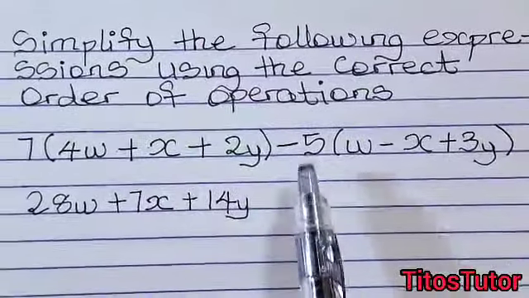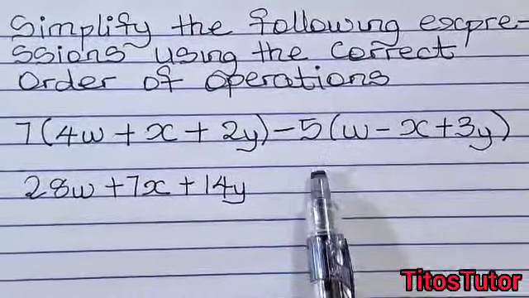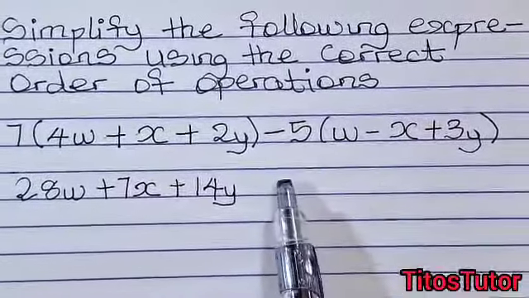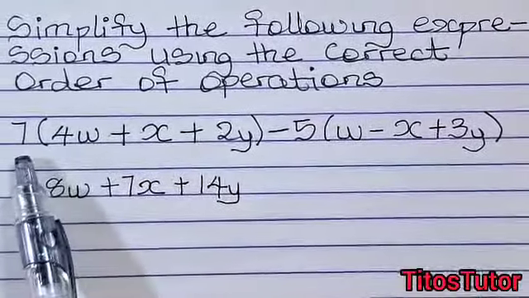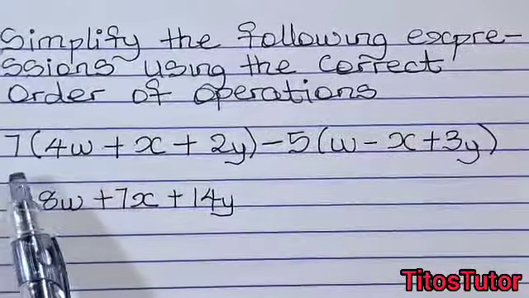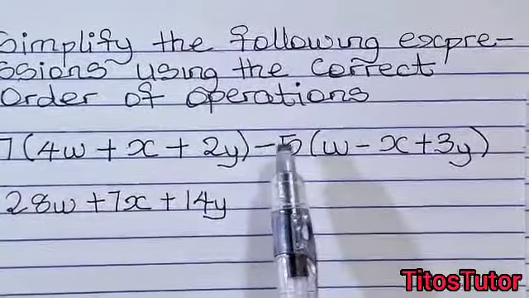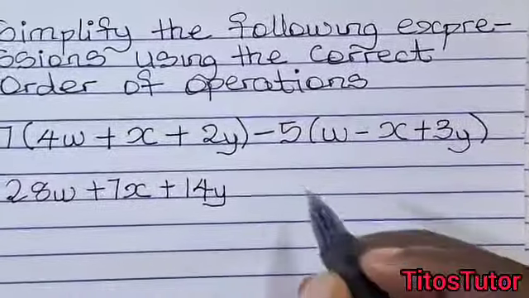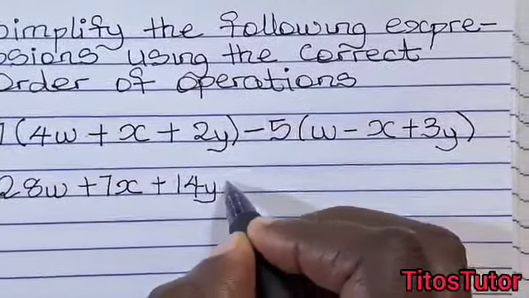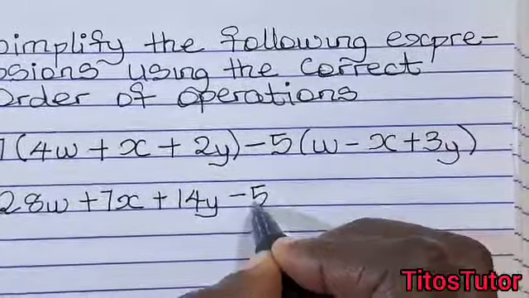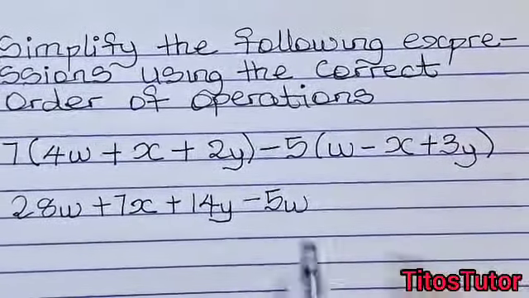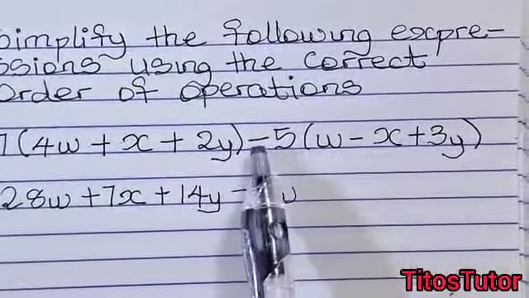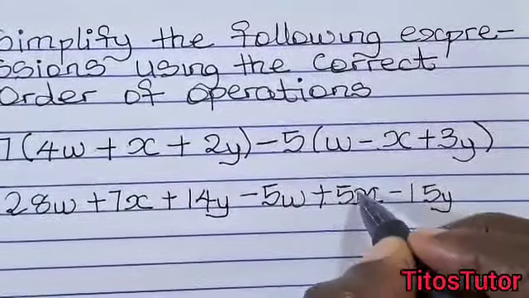Anytime you are opening brackets with a negative, please be careful, because the interaction of a negative number is different from the interaction of a positive number. So let's go. -5 multiplied by a positive w. Negative and positive multiplying each other is negative. So this is -5w. -5 times negative x, positive 5x.